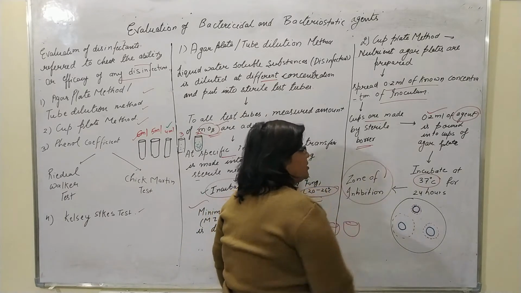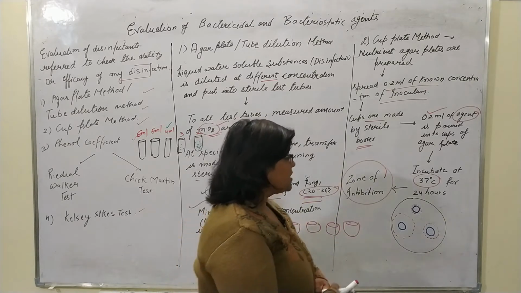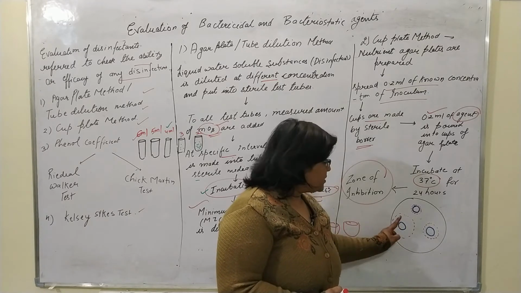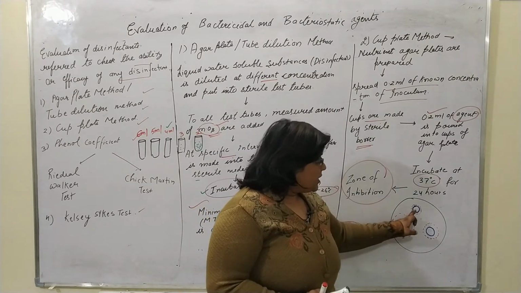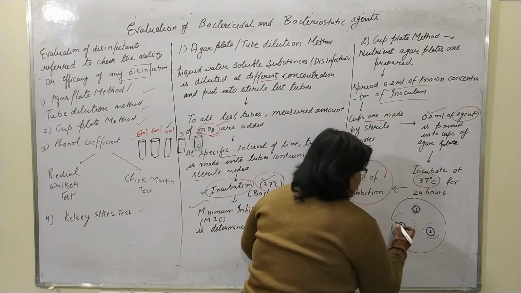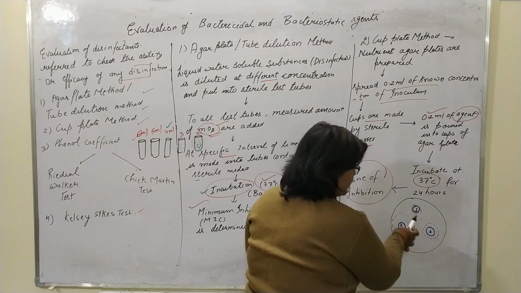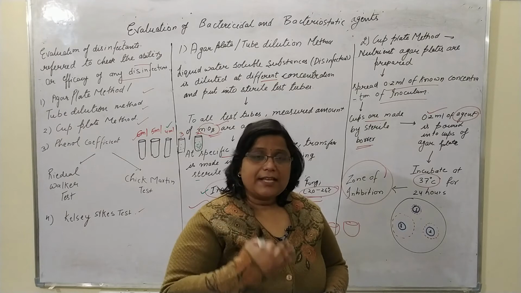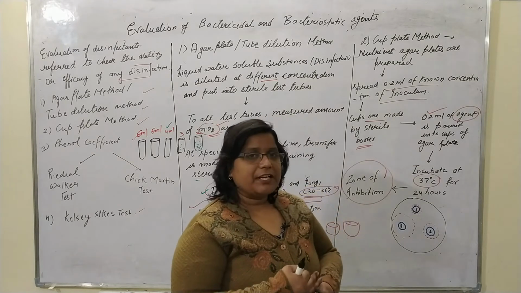Now the zone of inhibition is observed. What is the zone of inhibition? It means the area in which the given disinfective agent inhibits the growth of the microorganism. Here we have zones 1, 2 and 3. The zone of inhibition in 3 is more. So this particular disinfective agent is more effective as compared to the first and second disinfective agents which we are using.